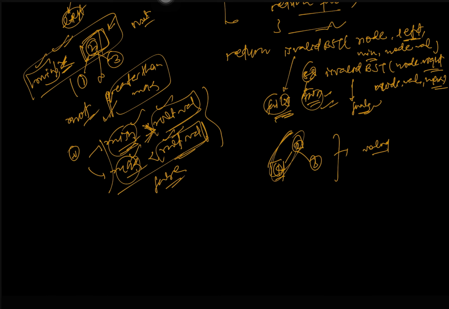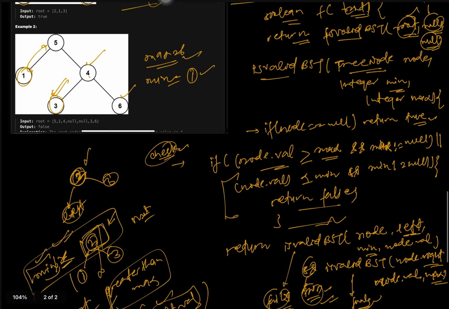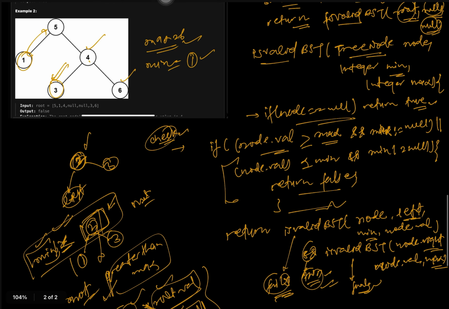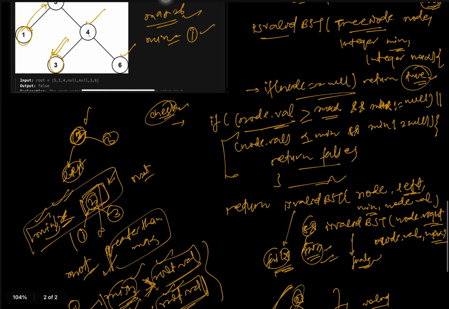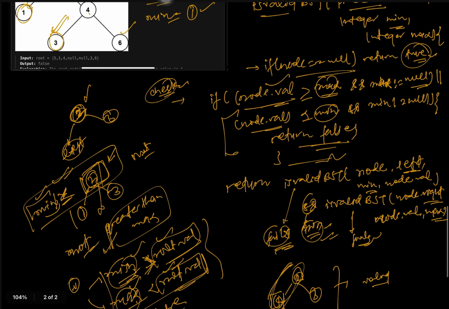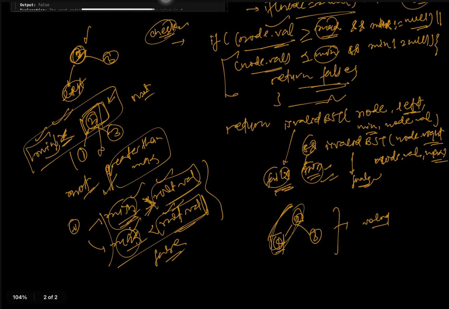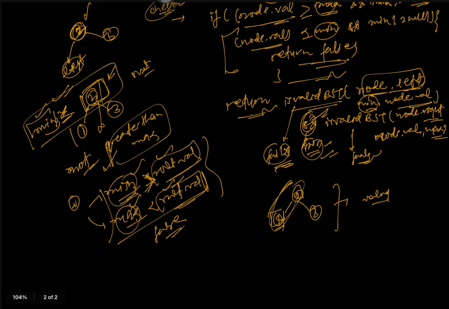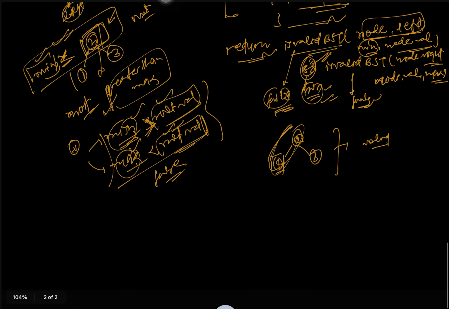Okay, so this is our answer. First of all we check if node is equal to null, then return true. If node's value is greater than max or node's value is less than min, then return false. And if that is not the case, then we return isValidBST on node dot left and node dot right, combined with and. So this is my answer.